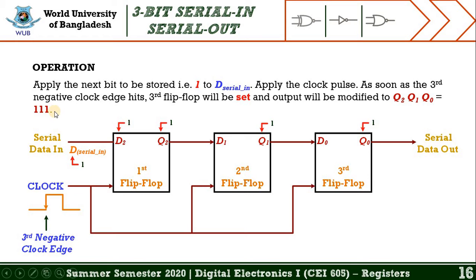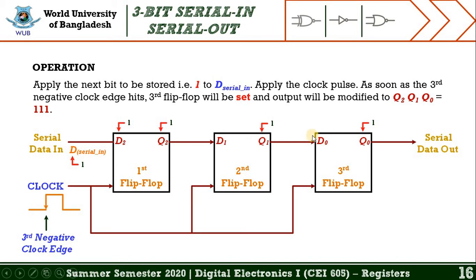So let's see from the figure what we can understand from this statement. If we look at the figure, you may find the value of D serial in is equal to 1. That's why the value of D2 is also 1, and the value of Q2 is also 1. Since the value of Q2 is 1, the value of D1 is 1. In that case the value of Q1 is also 1.